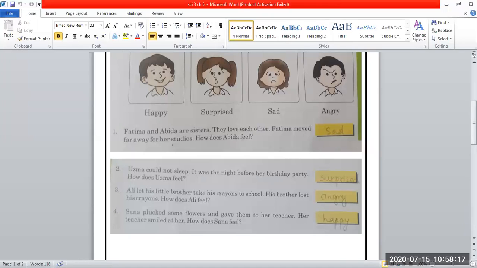Yes, Jiha. Surprised. Yes, surprised. She feels surprised. And write down surprise here.